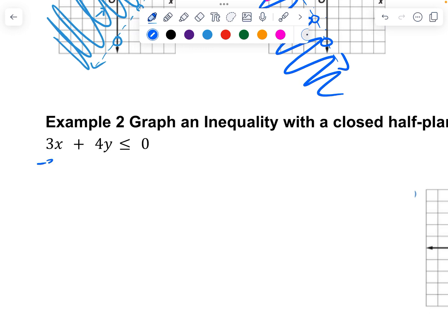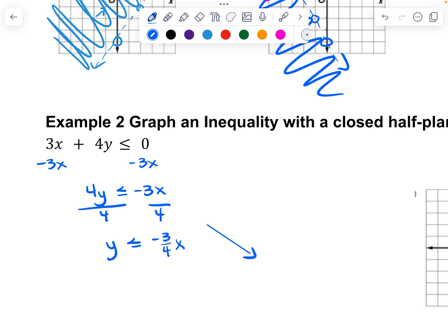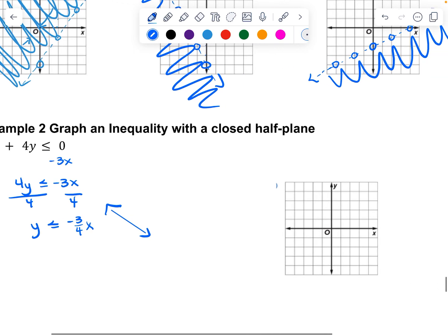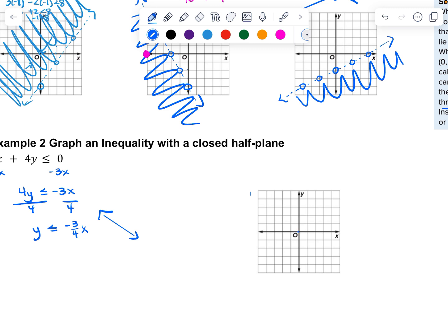So I'm going to subtract 3x from both sides. I'm going to get 4y is less than or equal to negative 3x. Divide by 4. Divide by 4. I get y is less than or equal to negative 3/4 x. Okay, so if I look at this as a negative slope, it has a solid line because it has the or equal to. So the y-intercept is 0, 0. So look at that. We can't use 0, 0 as our test point because the line goes through 0, 0.